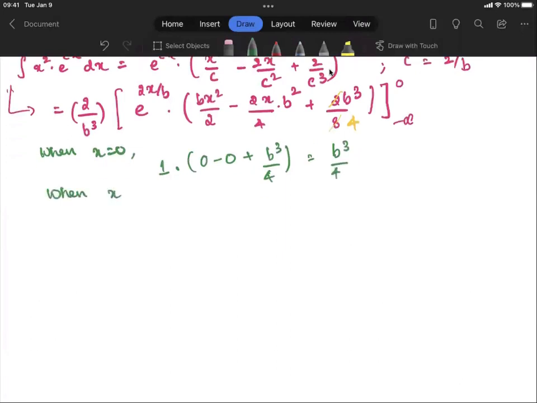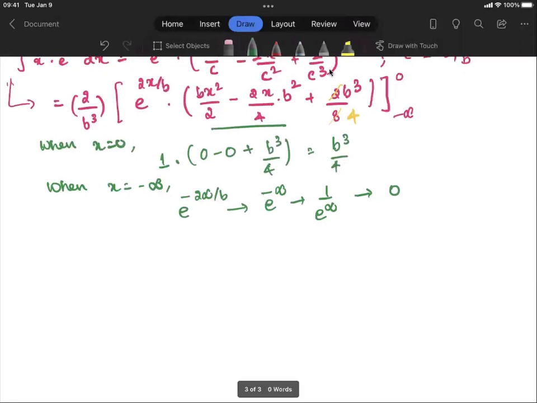Now, when you have x as negative infinity, you're going to have e to the power negative infinity, with a huge value in the denominator, which means this term is 0. E to the power negative infinity is actually 0. So when 0 multiplies the rest of the terms here, we're going to get a 0 anyway. So when x is negative infinity, the value of this integral is going to be 0.